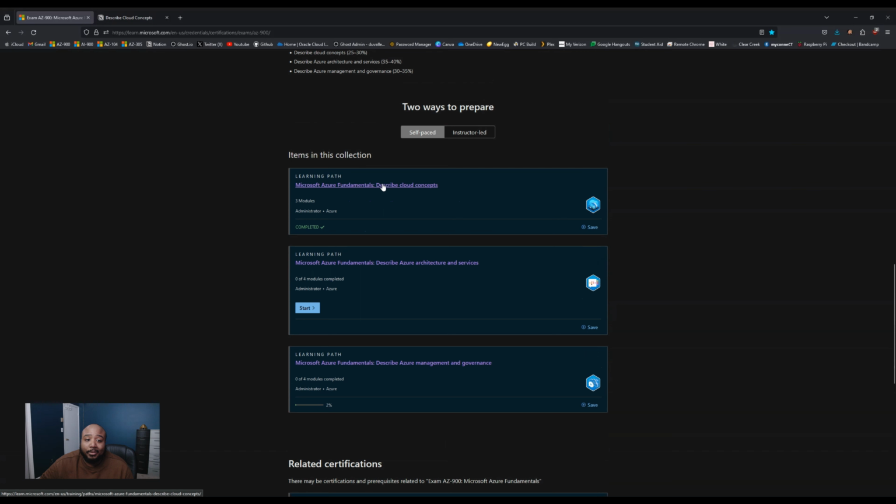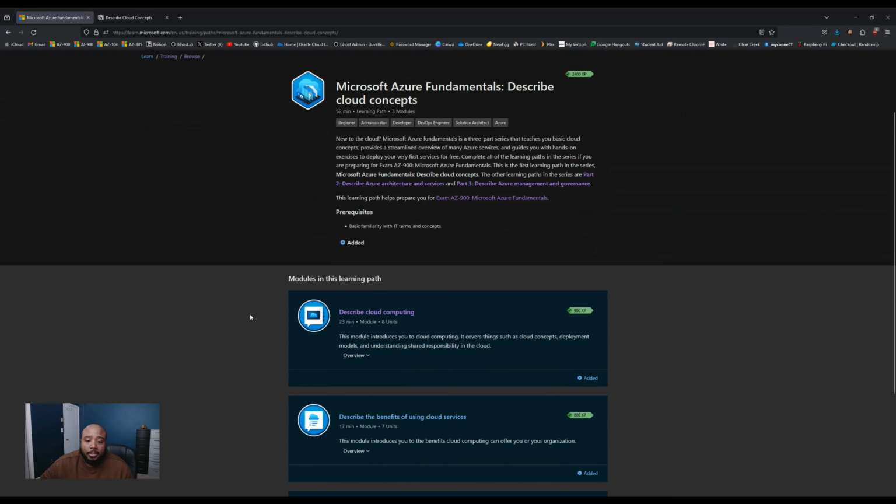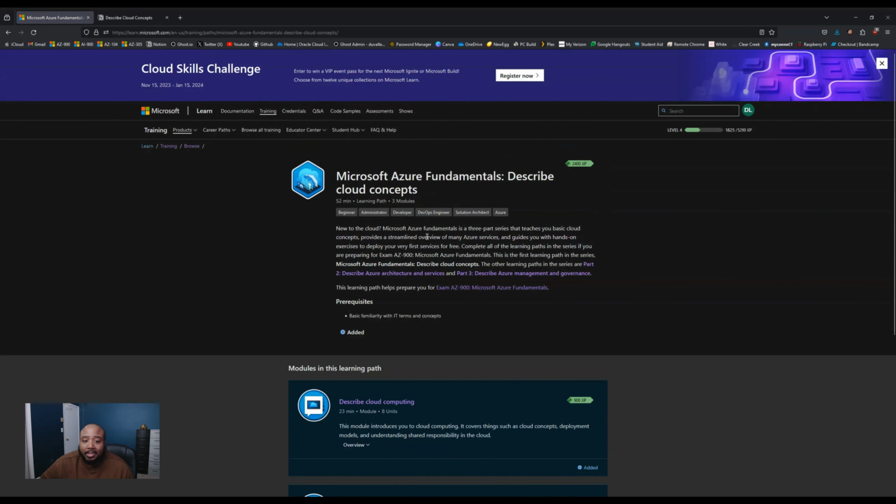But let's get started with the first one, Microsoft Azure Fundamentals, describe cloud concepts. As you can see, it says new to the cloud. It has tags like beginner, administrator, developer. These are all tags that are associated with this module.